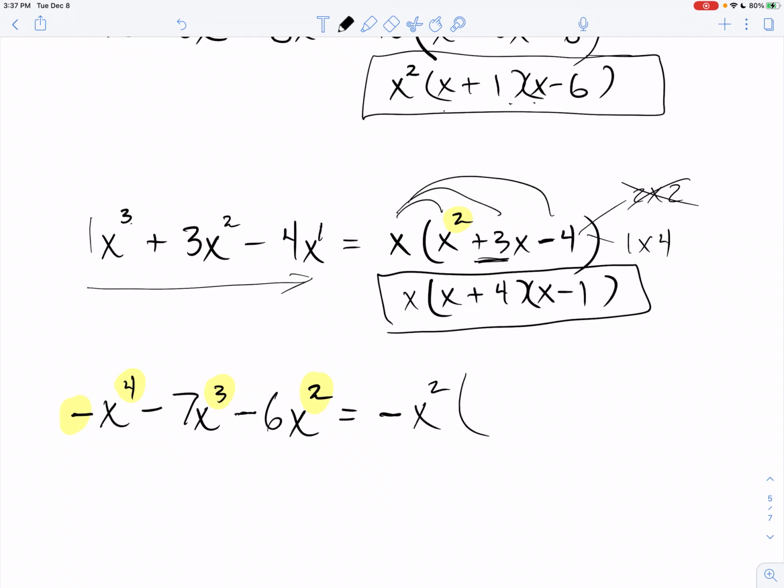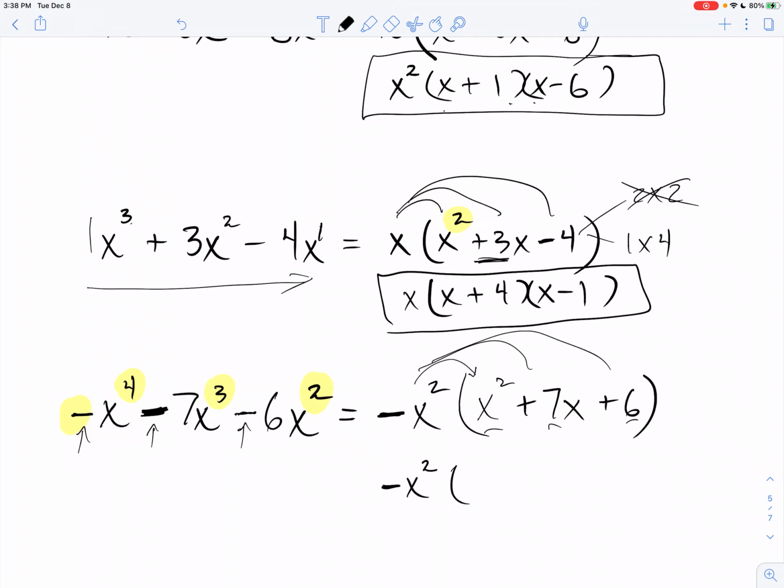Let's build it backwards. Negative x squared times x squared would be negative x to the 4th. Negative x squared times plus 7x would be that. And then plus 6 would finish this guy off. When you have to take a negative outside, you know what it does to everything? It changes everybody's sign. That's all it does. All of these were negative, but when I took them out, look, all of these dudes end up positive now. Negative is a sign-changing vehicle.